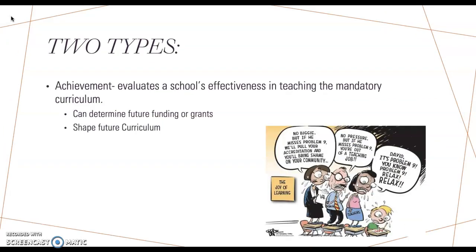The second type is achievement. These exams evaluate a school's effectiveness in teaching the mandatory curriculum. Achievement exams can determine a school district's future funding and even earn them grants. They can also pinpoint weaknesses in the curriculum.